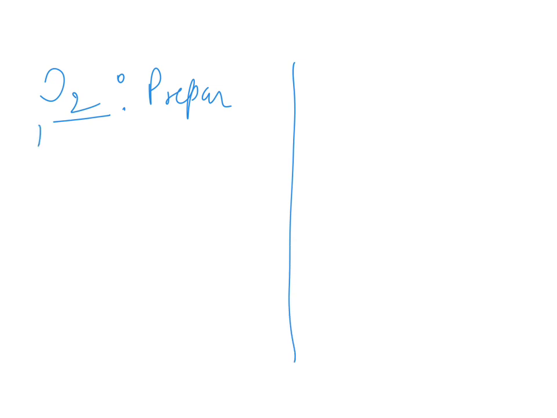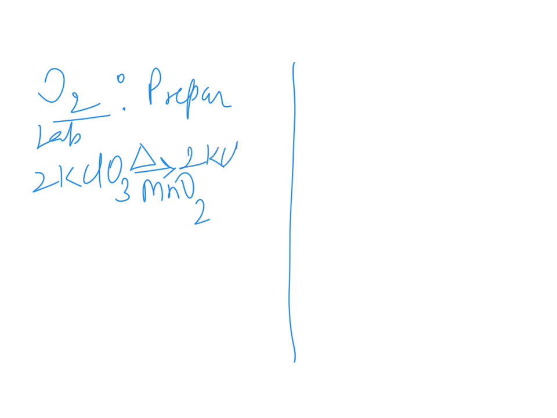Now we'll go to the next topic. Main topics are coming, that is, we will do the compounds of these families. First is oxygen, O2, dioxygen. You'll see preparation and properties here. In the lab, we prepare it by heating KClO3. If you heat it in the presence of MnO2, then you will get KCl plus 3O2. This is potassium chlorate.